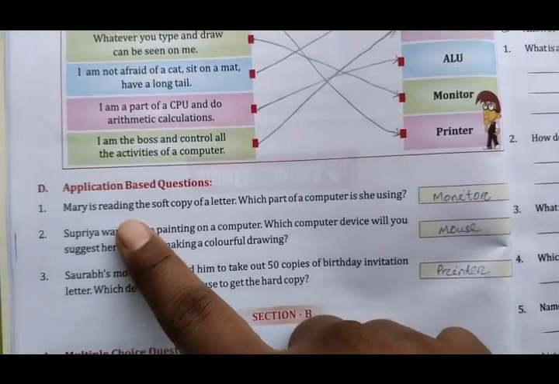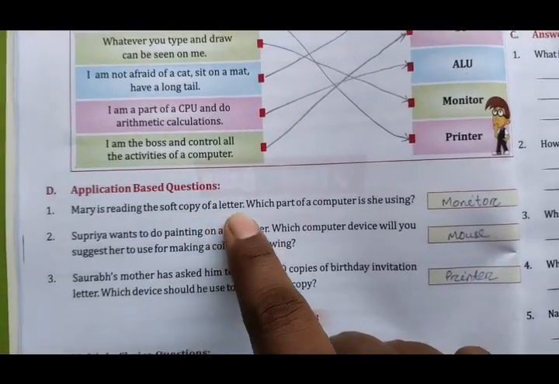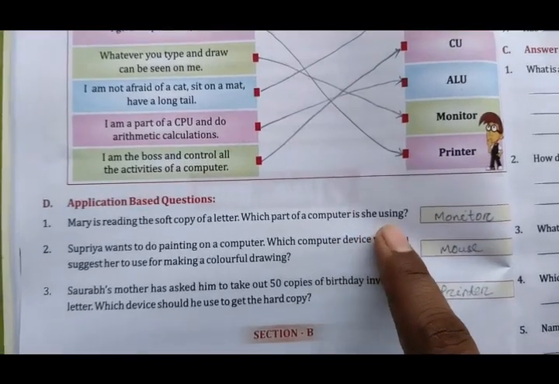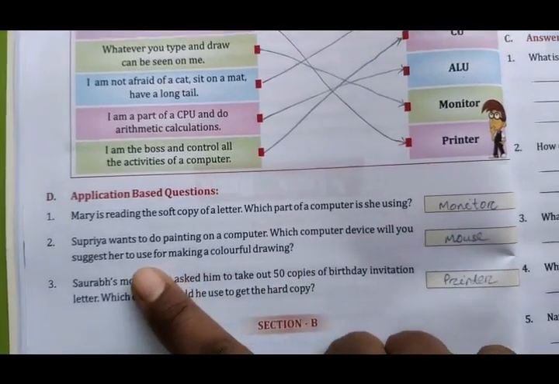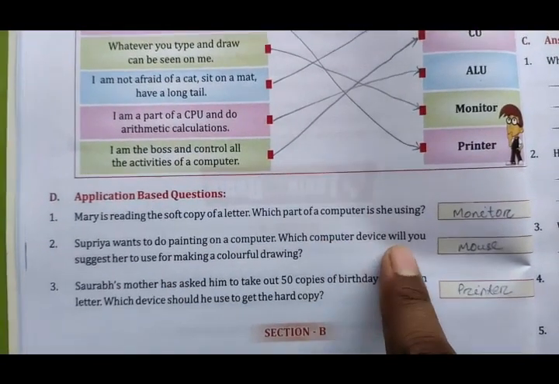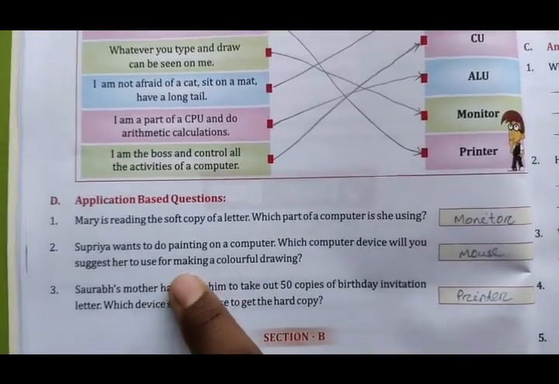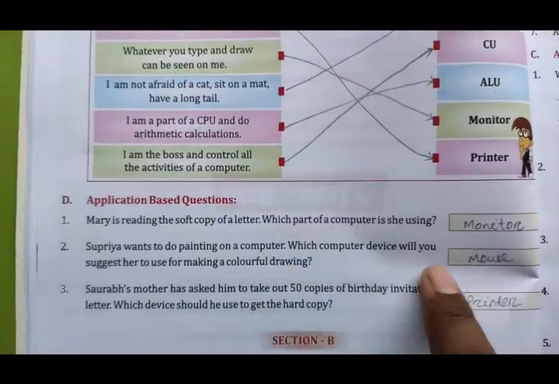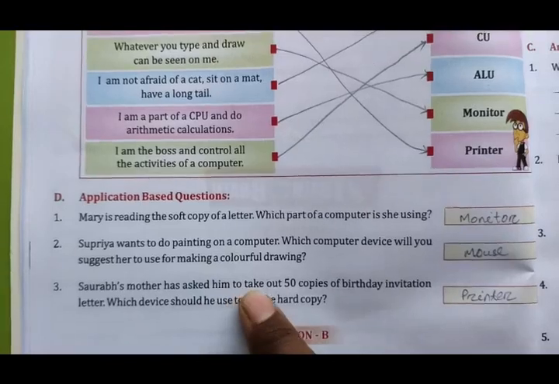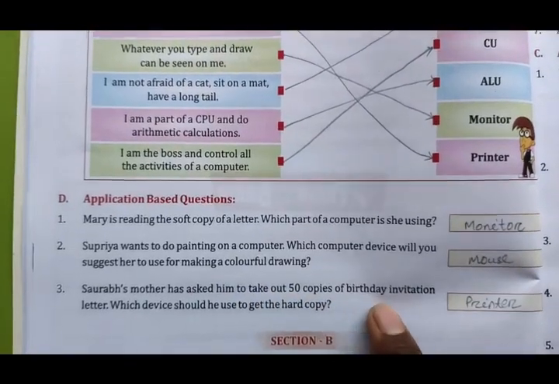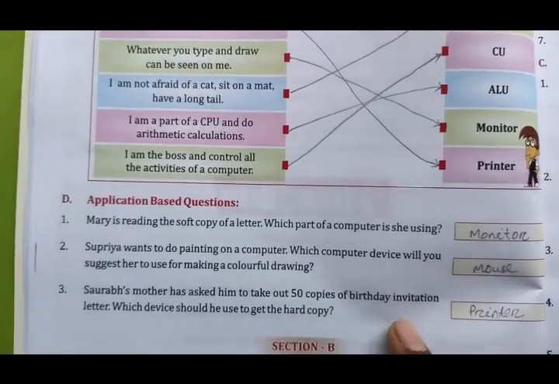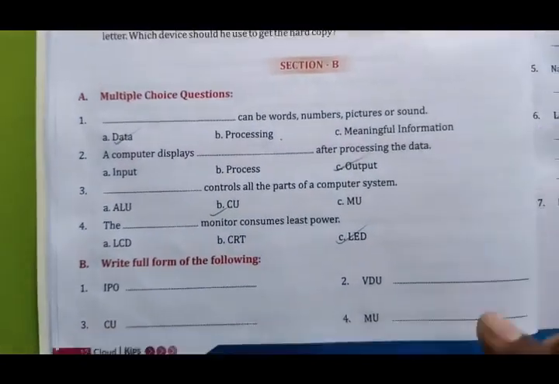Next, some application based questions. First question: Mary is reading the soft copy of a letter. Which part of the computer is she using? Monitor. Supriya wants to do painting on a computer. Which computer device will you suggest to her for making colorful drawings? Mouse. Saurabh's mother has asked him to make 50 copies of a birthday invitation letter. Which device should he use to get the hard copy? Printer.